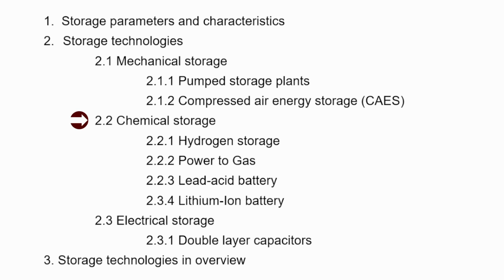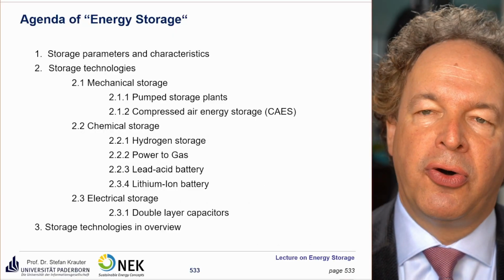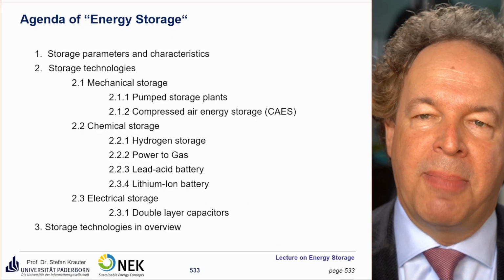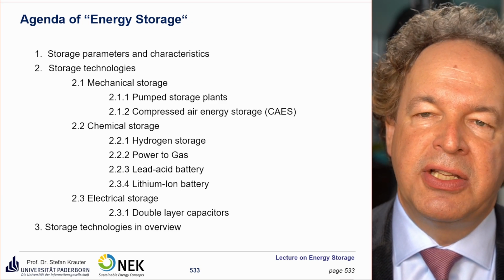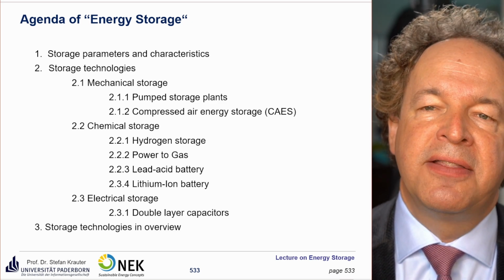Then we switch over to the chemical storage. There we will discuss hydrogen storage, power to gas storage, lead acid batteries and lithium-ion batteries in particular. Then we switch over to electrical storage. There we want to treat the double layer capacitors, more often known under the name super or ultra capacitors. At the end, we want to see an overview of the different storage technologies and their applications.